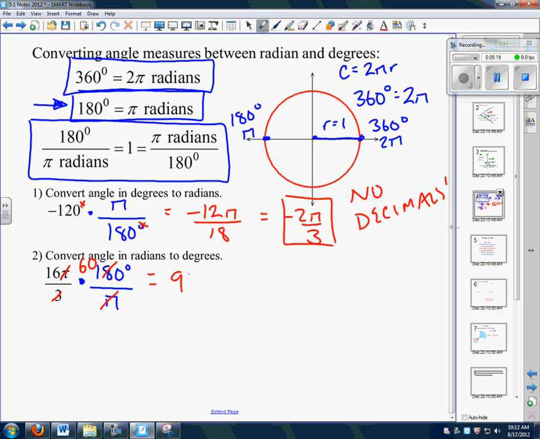And this will come out as 960 degrees. Okay, so 960 is actually going to mean we're going to go around the circle a couple times before we stop somewhere, but we'll talk about that later here.